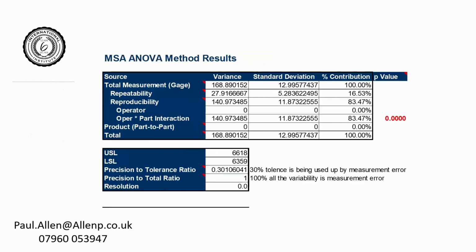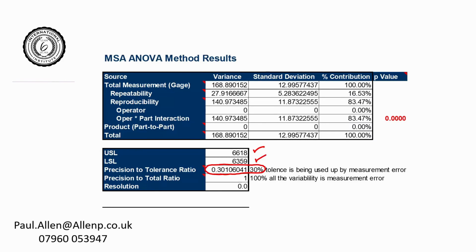So let's take a look at what the MSA says. And there we go, look. There's the MSA agreeing with that. It says 100% of all the variability is measurement error, which is absolutely correct because there was no difference in the item that you were measuring. So the MSA has worked brilliantly well. And then what the software has said, and the calculations said, well, look, 30% of your tolerance is getting used up by the measurement error. And there's the tolerance up above.